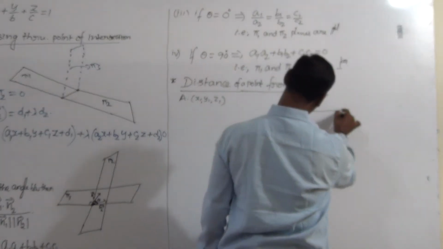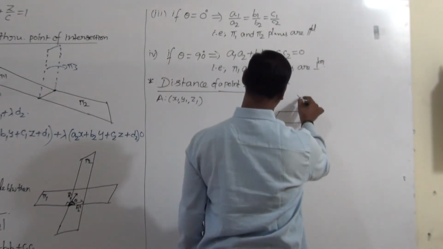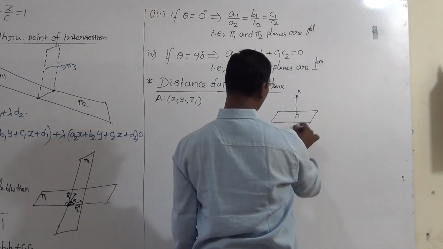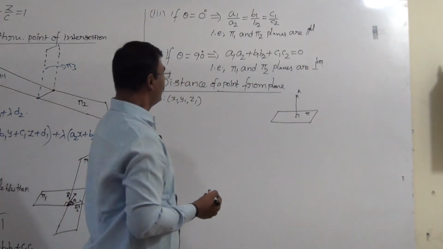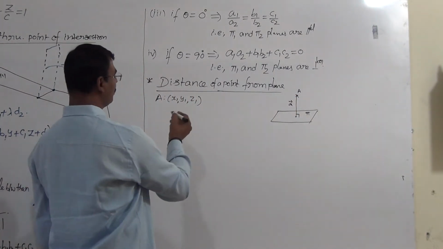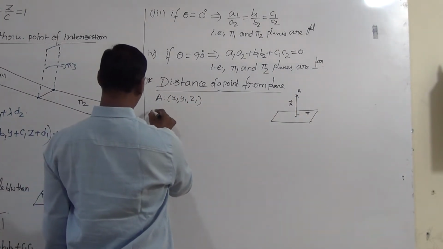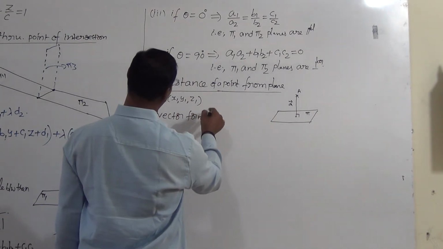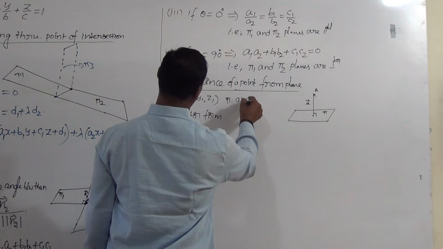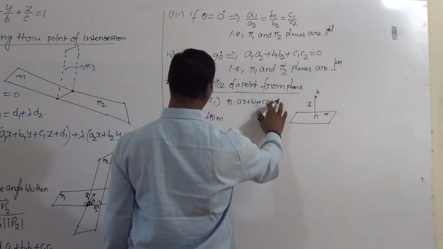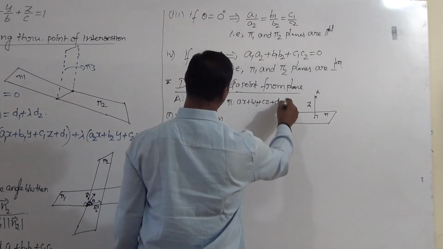I will show the diagram simply. This is the plane equation. This is the point A. From the point A to the plane pi, we are asking the perpendicular distance. Here the position vector always becomes A bar. So here is the distance formula in vector form. First one, in vector form, remember. The plane equation pi: ax plus by plus cz is equal to d, or plus d equal to 0.